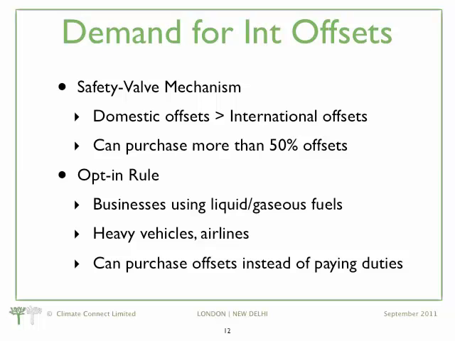Demand for international offsets will depend on two criteria: the safety valve mechanism and the opt-in rule. The safety valve mechanism will be triggered when the price of domestic offsets is greater than that of international offsets. This will allow the liable entities to purchase international offsets exceeding the 50% limit.